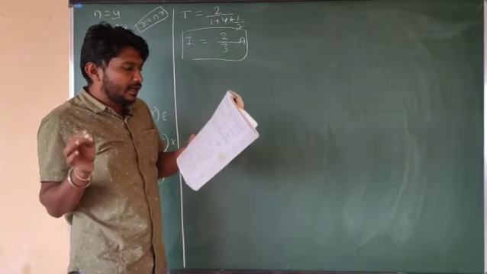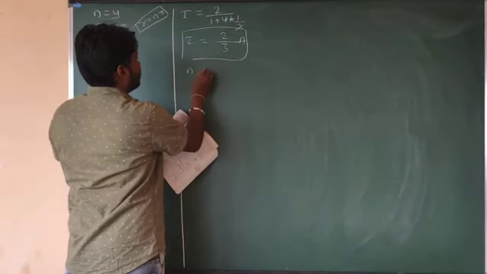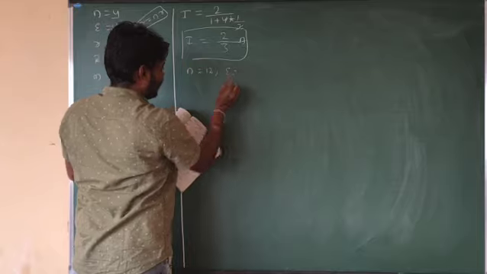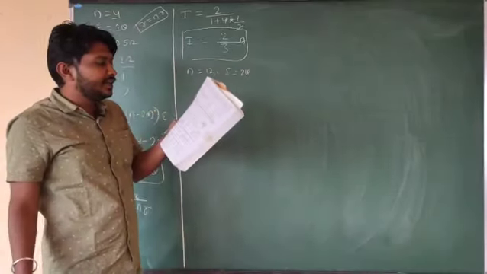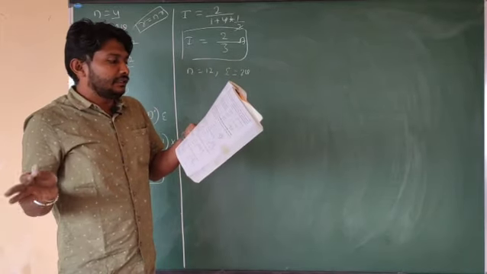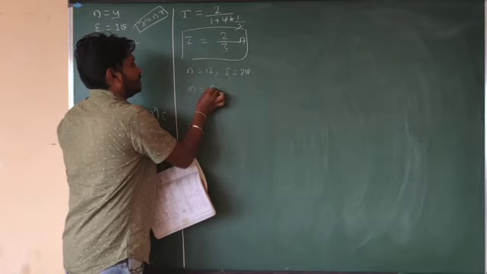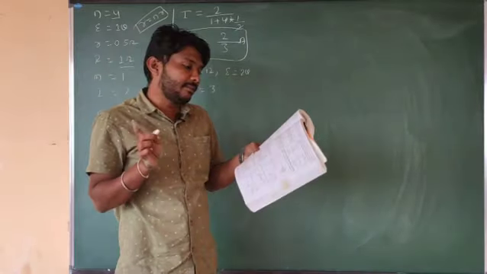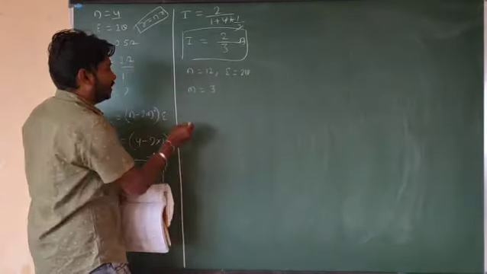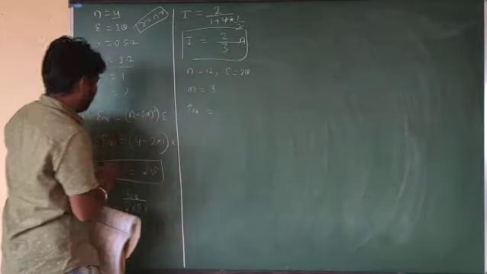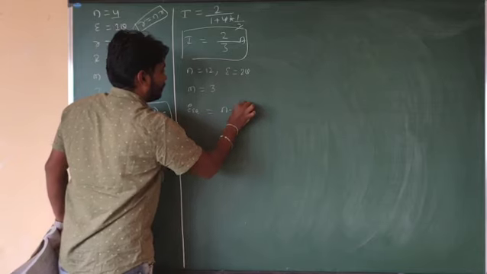Next one, 12 cells, each of EMF 2 volts. So how many cells here? Number of cells is 12, each having EMF 2 volt, connected in series. Among them 3 cells are wrongly connected. Number of cells is 12. Out of 12 cells, 3 cells are wrongly connected. M means the number of cells connected in a wrong way. Then the effective EMF of the combination. So same formula. What's the formula? E equivalent is equal to (n minus 2m) into E here.